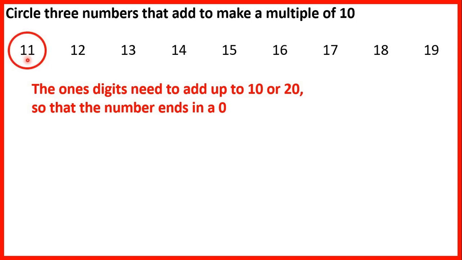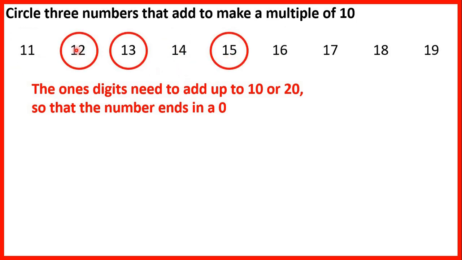So we could have 11, 12 and 17. 1 plus 2 plus 7 is 10, so our number will end in a 0. And 11 plus 12 plus 17 is 40. We could also have 11, 13 and 16, 11, 14 and 15, 12, 13 and 15.